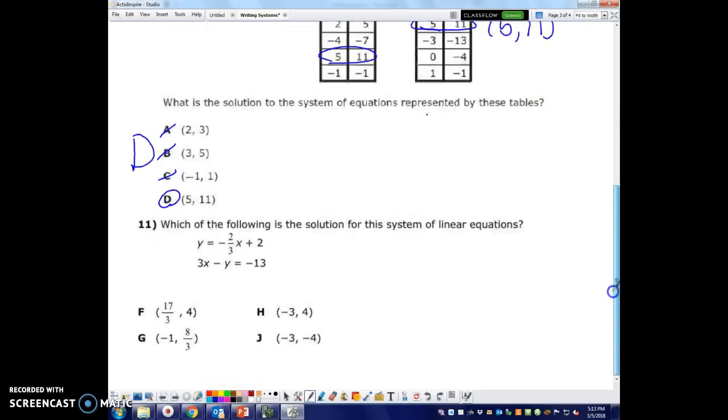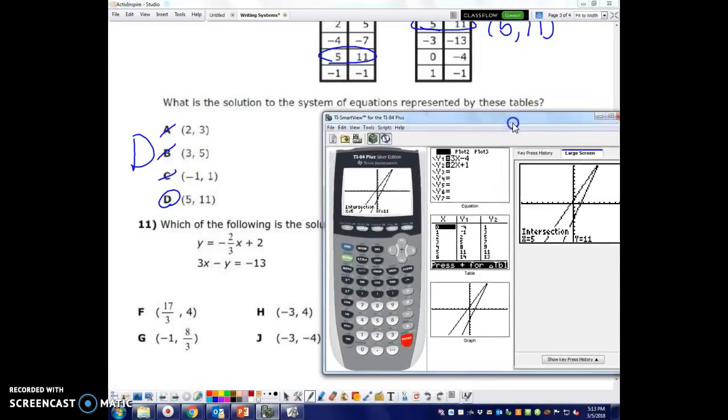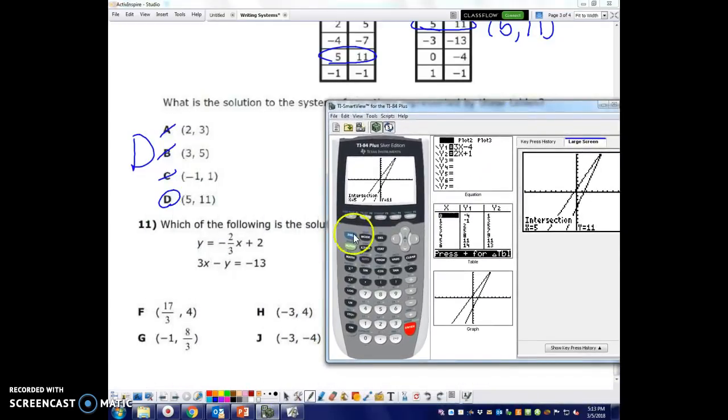Okay, number 11. Which of the following is the solution to this system of linear equations? So here's how we're going to do this. You can use any way you want, but I'm going to show you another way. So this is the x and this is the y. We're going to plug this in for x and this for y and see if this statement right here is true.